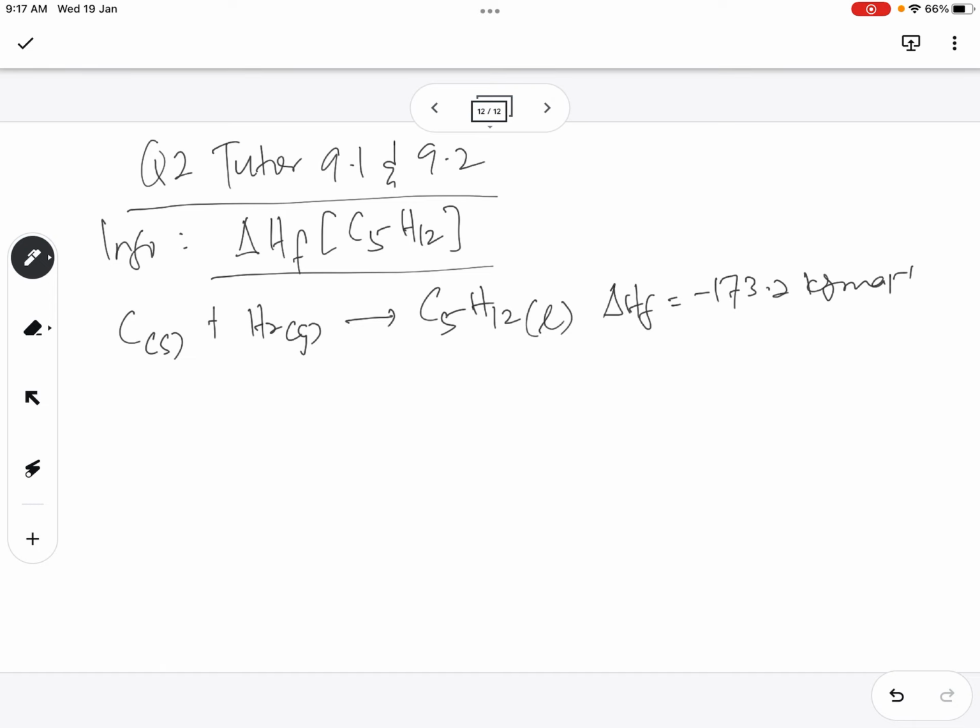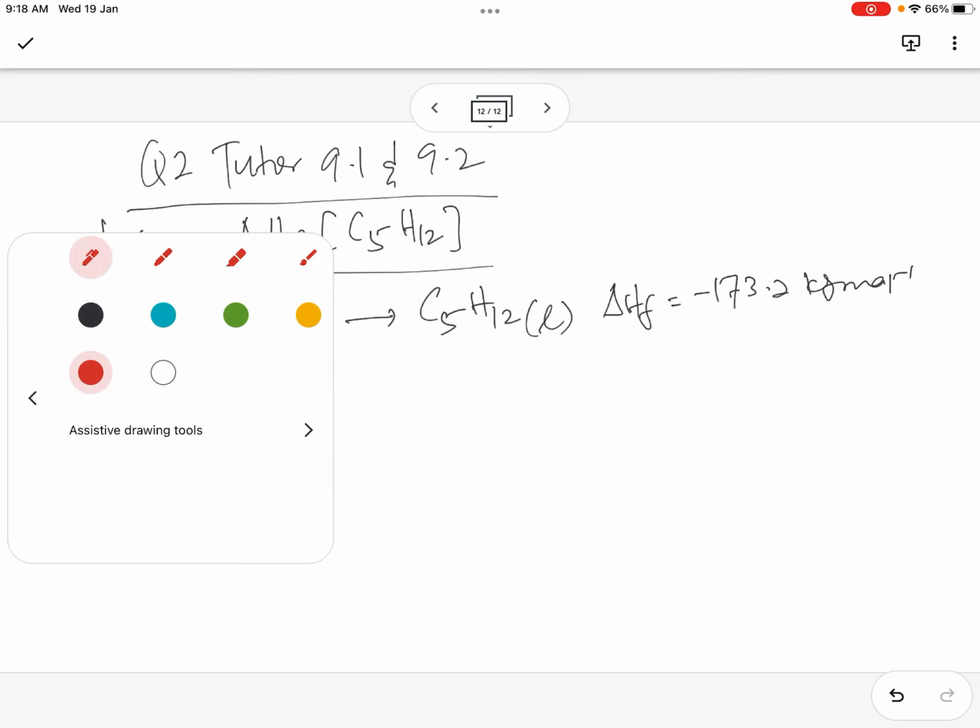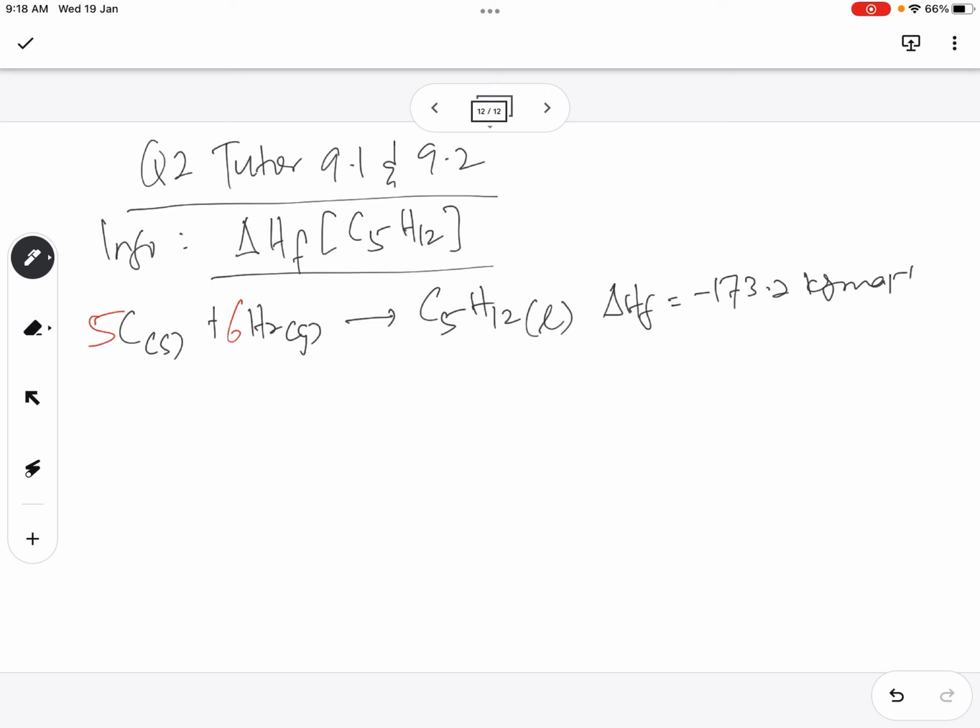Okay, and then of course the equation is not balanced. Kita balance kan. So sini 5 carbon, sini 6 hydrogen. Okay, you get like this. This is formation of C5H12. Boleh dapat tak formation of C5H12? Saya ada buat dekat Jamboard. Nampak ke? Nampak. Okay, itu yang pertama lah.